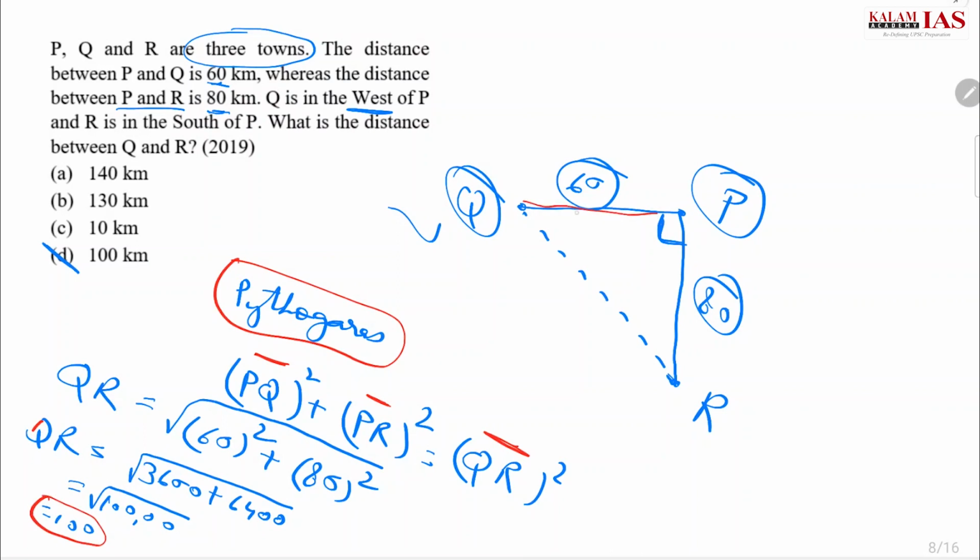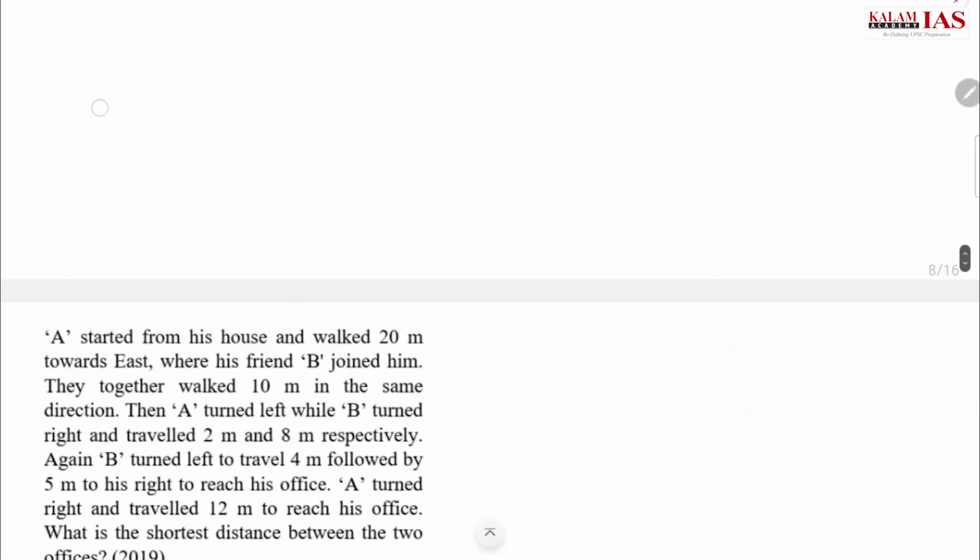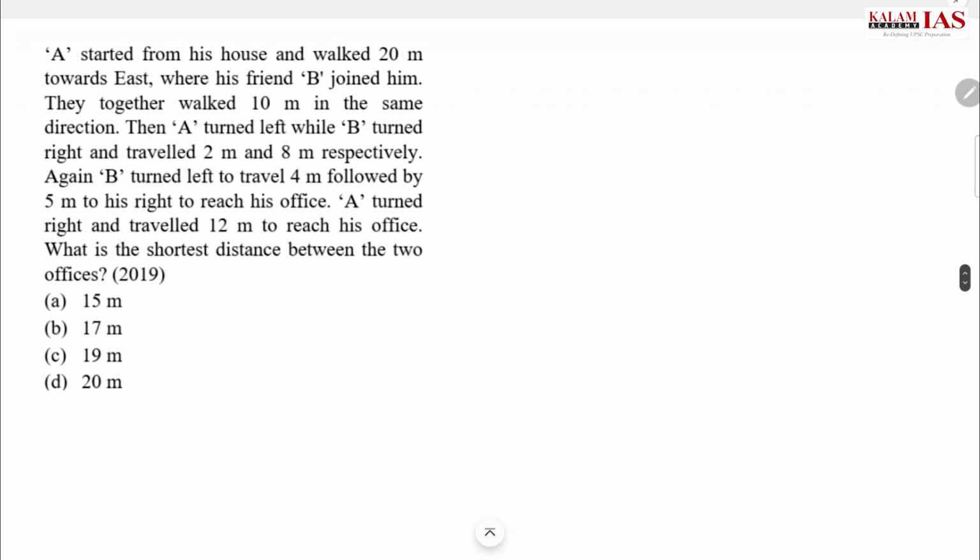You have to just plot the thing that is being asked and simply see what can be done to arrive at the answer in minimum time and maximum accuracy. Coming to the next question. This is a slightly long question. You will need more time to visualize what is happening, plot it and then we'll discuss it. For this question you have 2 minutes.